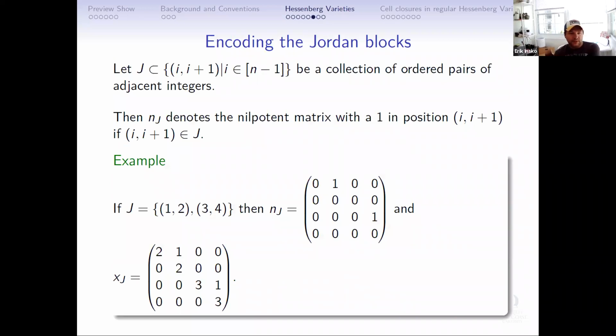Okay, so if you remember the game, we had one other piece of information, and that was a set of tuples, ordered pairs of adjacent integers that we call J. And what J is doing is just combinatorially encoding the sizes and the placements of the Jordan blocks. So in the case where J was (1,2), (3,4), that meant that the nilpotent part of our matrix looked like this. It had a non-zero entry in position (1,2), and a non-zero entry in position (3,4).